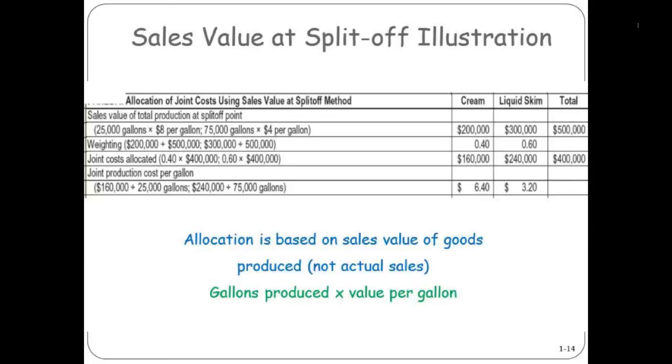The net result is cream will cost $6.40 per gallon to produce, and skim was $3.20. Since skim is being sold for $4 a gallon, you're making 80 cents a gallon on the skim, and the cream was being sold at $8 a gallon, you're making $1.60 per gallon on the cream.